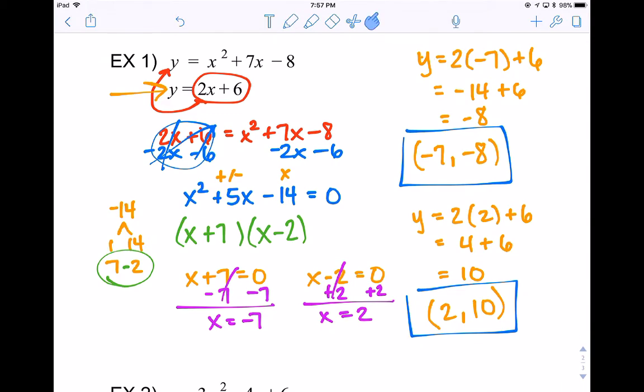So set those two equations equal to each other, get your values of x, plug those back in to find your values of y, and then you've got your two ordered pairs as your solutions.